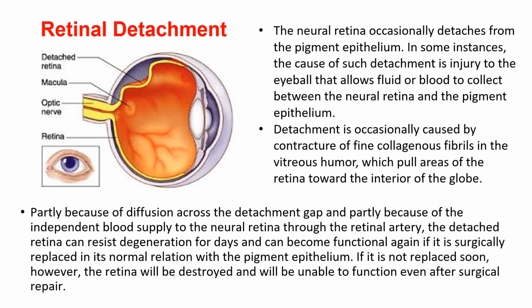Retinal detachment. The neural retina occasionally detaches from the pigment epithelium. In some instances, the cause of such detachment is injury to the eyeball that allows fluid or blood to collect between the neural retina and the pigment epithelium. Detachment is occasionally caused by contracture of fine collagenous fibrils in the vitreous humor, which pull areas of the retina toward the interior of the globe.